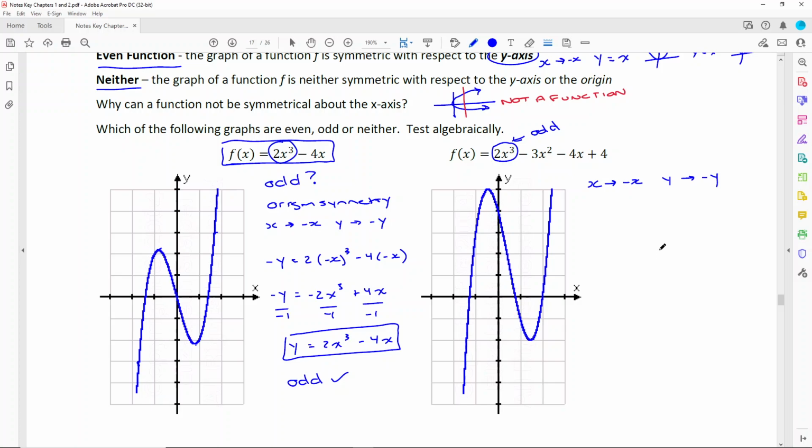So hopefully you paused the video. We're going to replace x with negative x and y with negative y. So again, f of x is y, so we're going to replace that with a negative y. And then we're going to replace all the x's with negative x's.